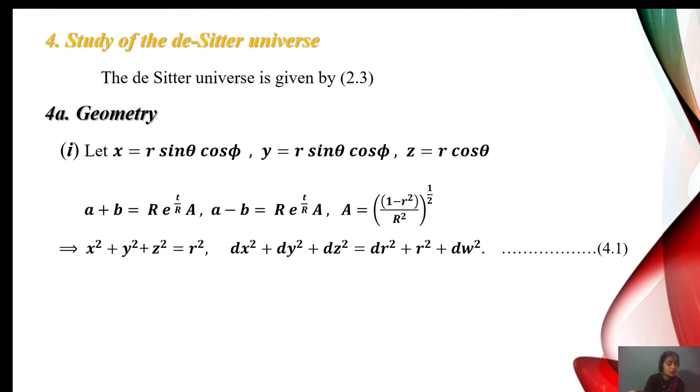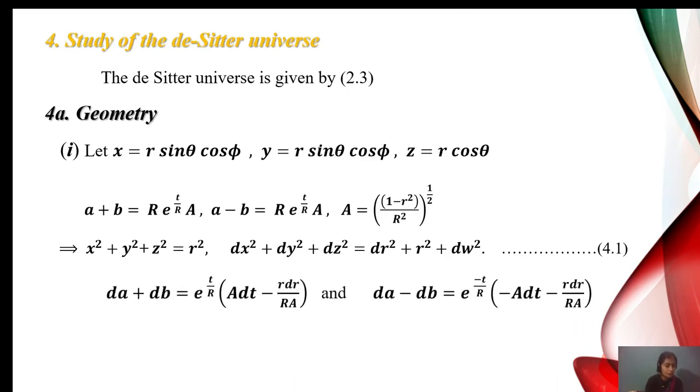You know that x square plus y square plus z square equals r square, and dx square plus dy square plus dz square equals dr square plus r square dw square. This is equation 4.1, the geometry form. Then dA plus dB, taking e to the power t by R as common, gives the first part dt, and R cancels to give minus r dr upon R by a. And dA minus dB will give the same form with a minus sign.